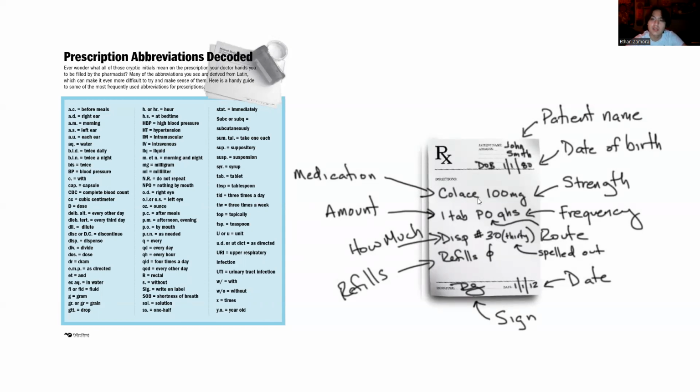Colace usually doesn't come in tablets. It's usually soft gels or capsules, but yeah, it is what it is. Also, it's very important that the doctor signs it. You also need the patient's name and date of birth, and the date that it was signed. Refills are right here. Usually there are little check boxes on the side of the prescription that you can check off, depending on whether or not you want a refill for the patient.